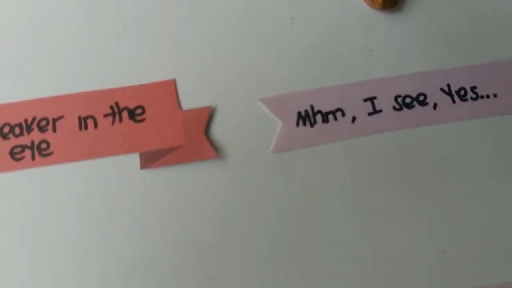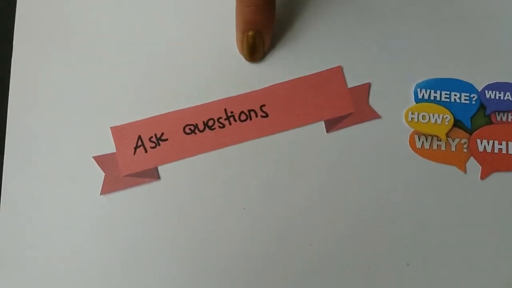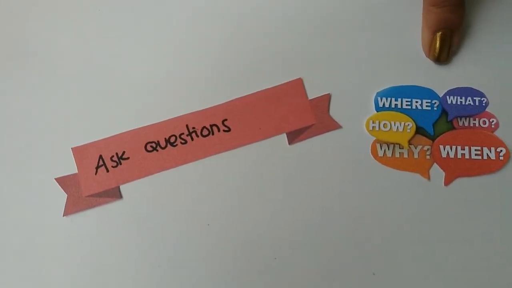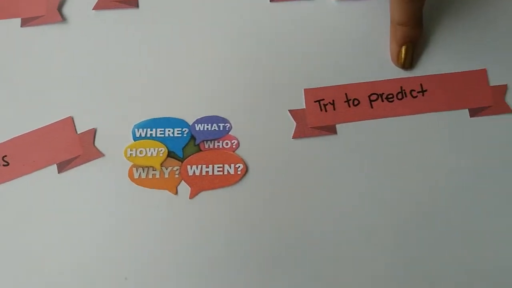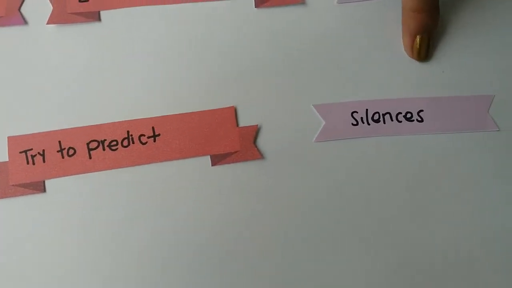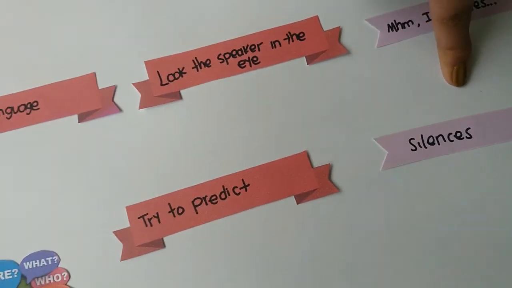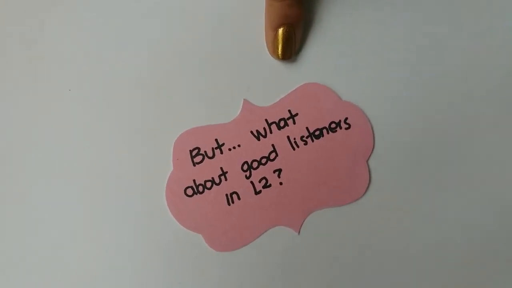use expressions such as "I see" and "yes" to show they are paying attention. Ask questions such as what, where, how, if they don't understand something. Try to predict what the speaker is going to say next, and finally, know the meaning of silence. But what about good listeners in L2?